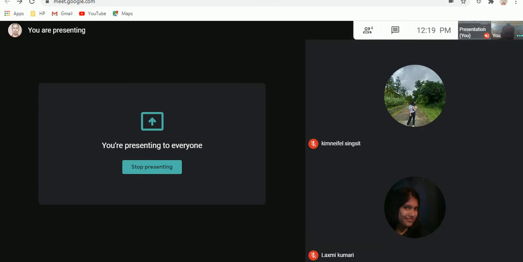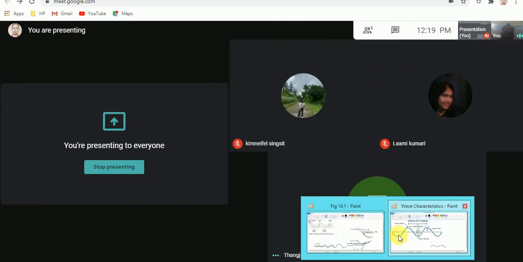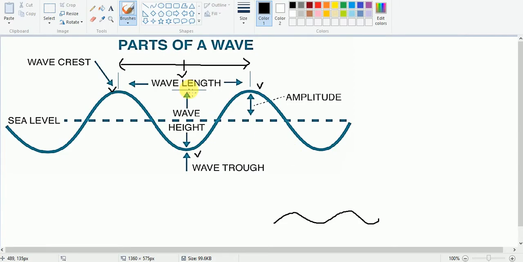So wave height we are going to discuss in detail also. See, here this is the wave height. Here, this is the crest, and this is the trough, and this arrow shows the wave height. You may extend a horizontal line like this, so from here up to here is known as a wave height.